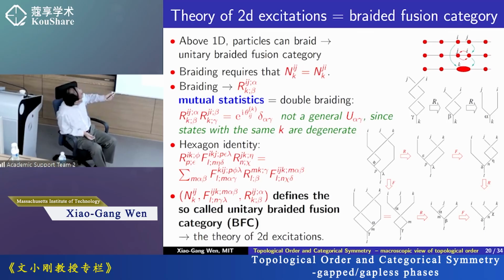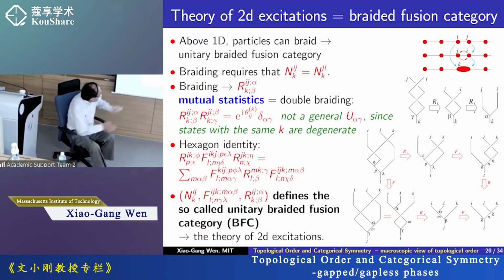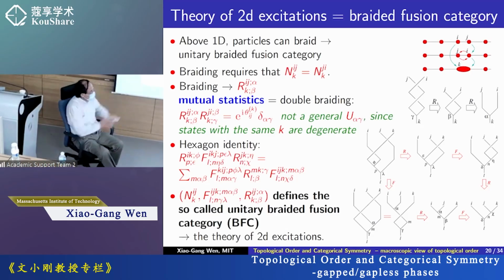But in two dimensions, ij and ji are the same bound state. So this one is symmetric. And most importantly, you can braid. And the braiding is related to the R matrix. I'm not going to talk about the R matrix, it becomes more technical, but I want to talk about one thing.